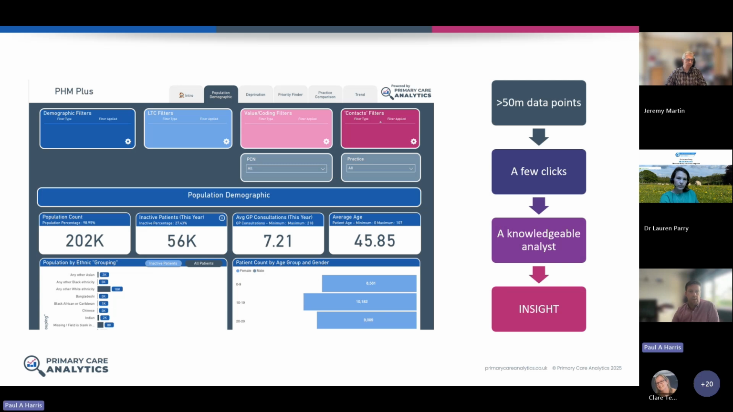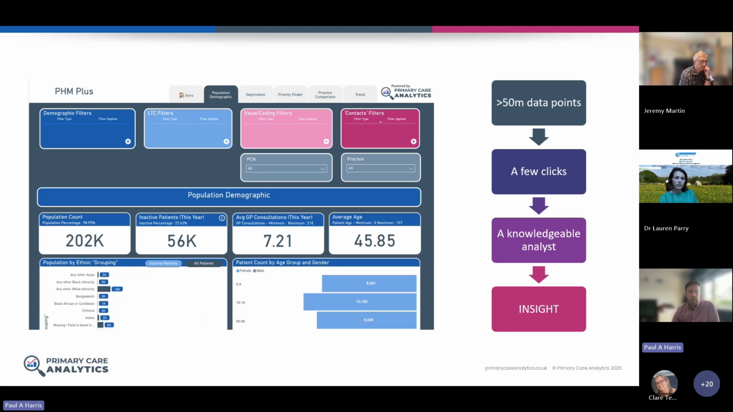So the tool that Lauren's been using on the last couple of slides, this is our PHM Plus dashboard. It utilizes a huge amount of pseudonymized data from general practice to provide a complete overview of the population. The tool brings together more than 50 million data points from our population in Herefordshire of around 200,000 patients, with information on demographics, deprivation, health, and long-term condition data, admissions, GP appointments, contacts, and a huge amount more as well. It also includes some of the other data captured by general practice, so whether someone's housebound, has falls, anxiety or depression, whether menopausal, veterans, carers.